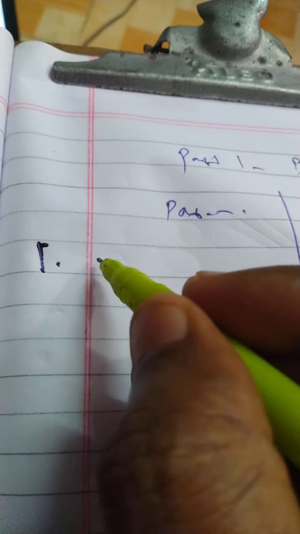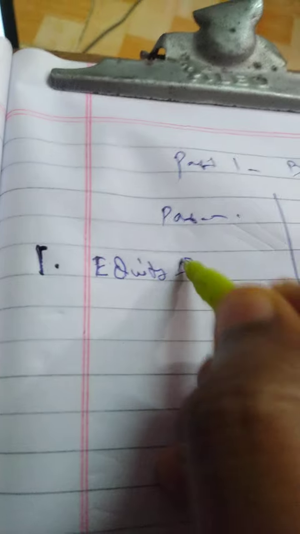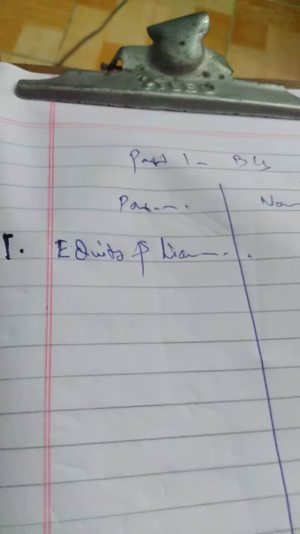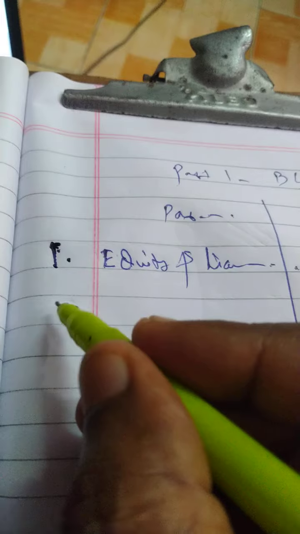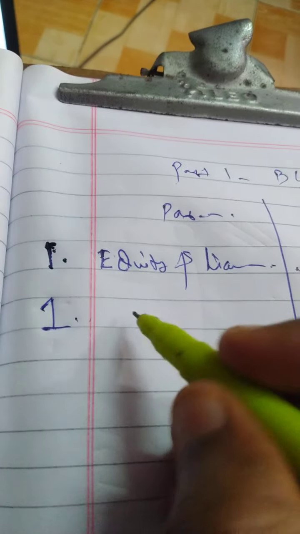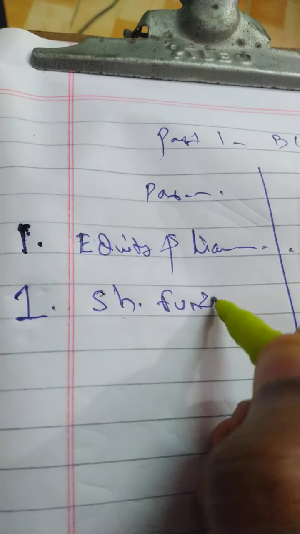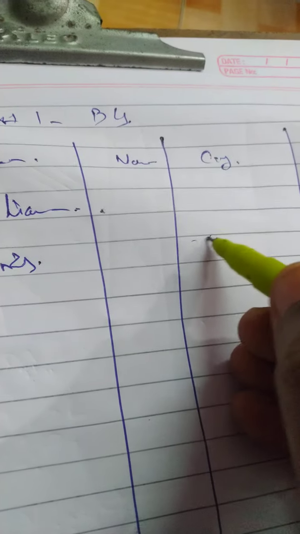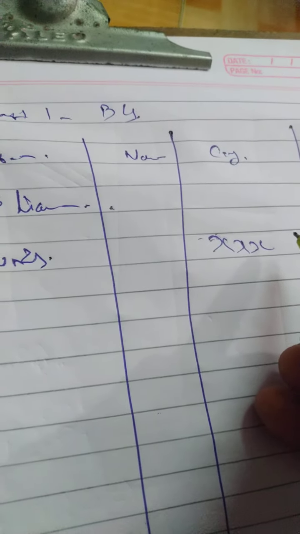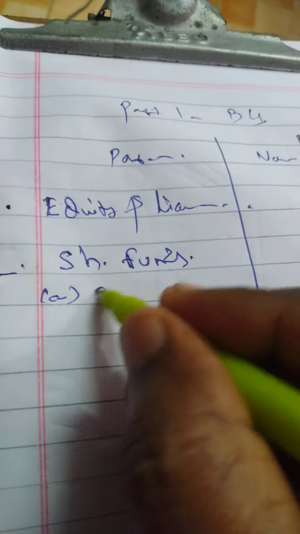Earlier we had only liabilities. Here we have equity and liabilities; that is my heading, marked with Roman numeral I. Under that, one item we have already discussed: shareholders' funds. I have to write the total figure. Under the shareholders' funds, we have share capital.